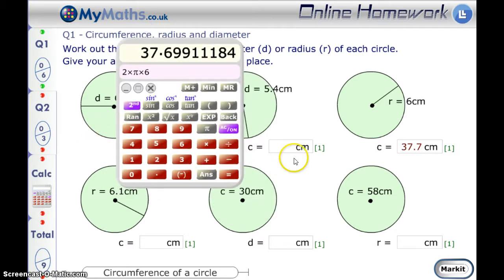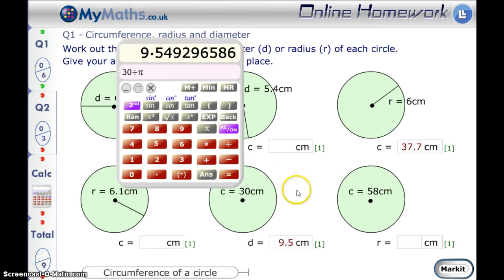The last two I'm being given the circumference. Now I know that the circumference is 2 times pi times r, and I know it's pi times d. So here I've got to find d. So if I'd done pi times d equals 30, then if I do 30 divided by pi, I'll get d. It's the inverse operation. So 30 divided by pi. So the diameter is 9.5. The number after 5 is a 4, so it stays as a 5.